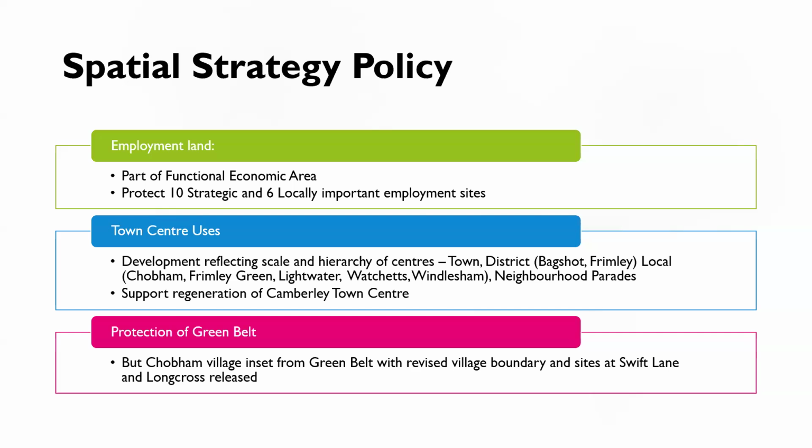Land at Swift Lane comprises the existing Gypsy and Traveller site, and the proposed site extension is also to be removed from the Greenbelt. Finally, as Runnymede Council have already removed Longcross from the Greenbelt, the small area of adjacent land in Surrey Heath is also proposed to be removed from the Greenbelt.